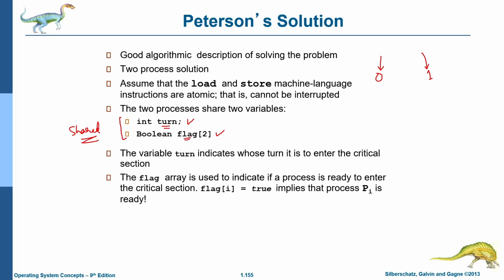Then there is a flag array, which has the 0th location and the 1st location. If flag 0 is true, that means process P0 is interested to enter its critical section. If flag 1 is true, and both of them can be true at the same time, then process P1 is now interested in entering its critical section. This is just expressing interest, but turn can be either 0 or 1 because only one of them can be in the critical section. Is this clear? What is the meaning of these two variables and why they are being used here?